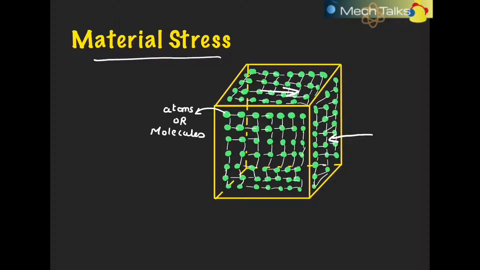This means that when the load is applied, it tries to deform the object, and the atoms and molecules, due to their molecular or atomic strength, will try to resist the deformation. And this resistance offered by the atoms and molecules to deformation is called stress or material stress.